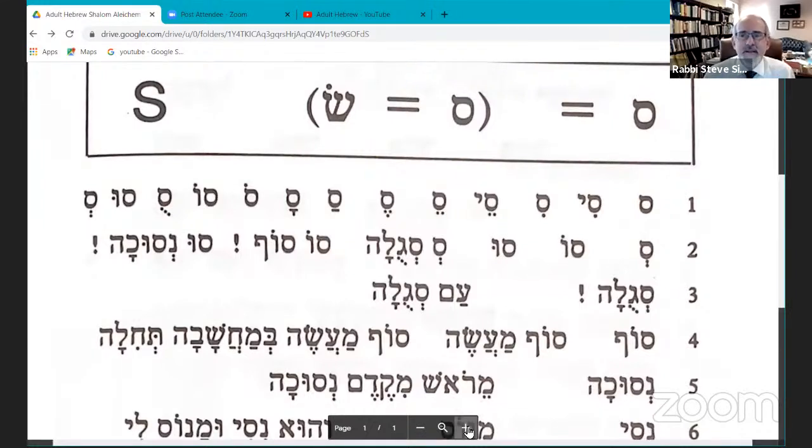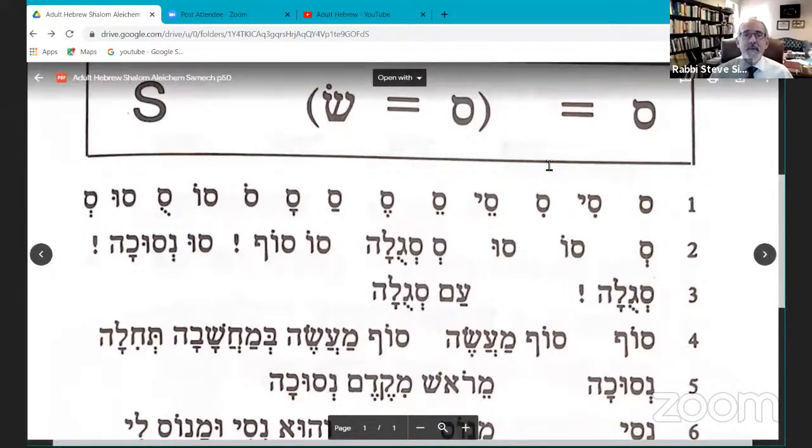So this is a samach. It's circular, rounded, makes the same sound as the sin, which we learned quite some time ago with the dot on the left-hand side. That's why you've got an equal sign here. So this is the samach.